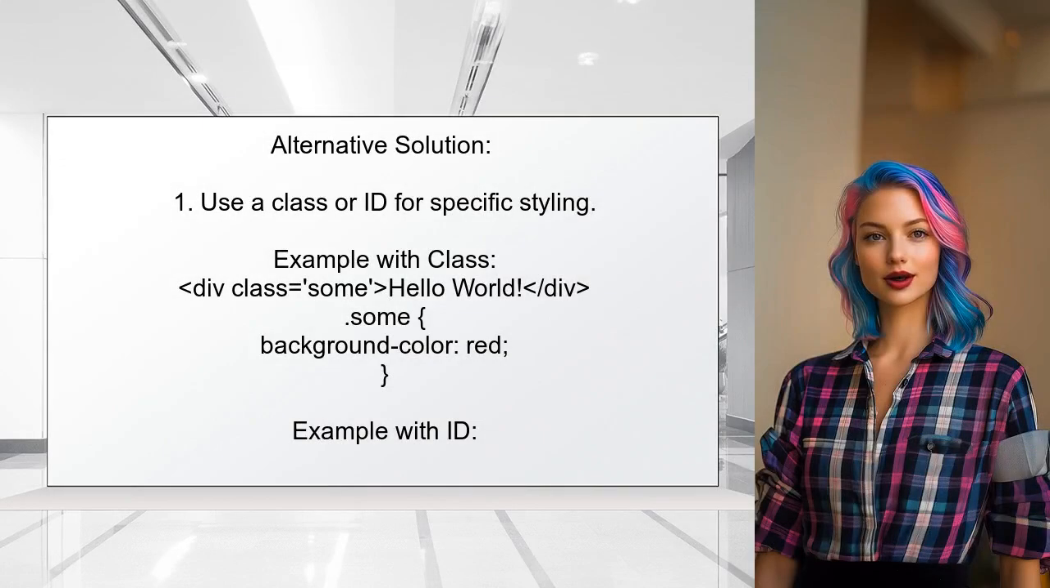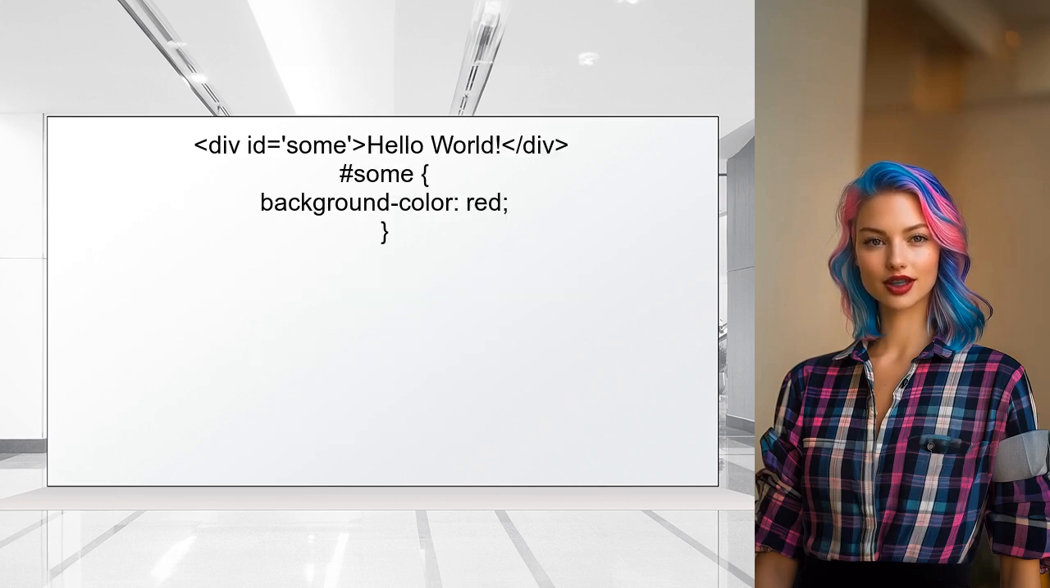This user suggests that if you want to apply a background color only to a specific section, like a div, you can use a class or an ID. For example, you can create a div with a class named sum and set its background color to red. Alternatively, you can use an ID instead of a class for the same effect.